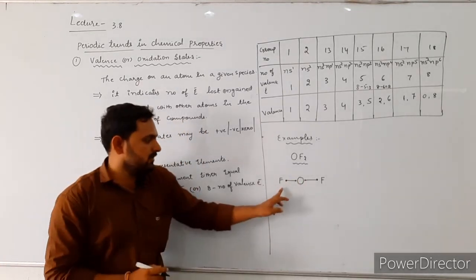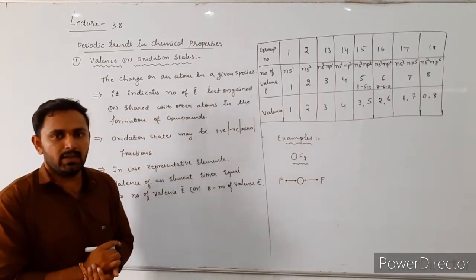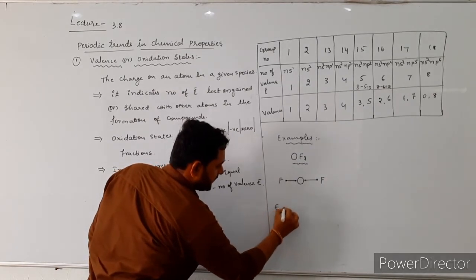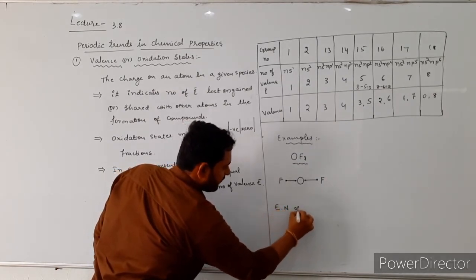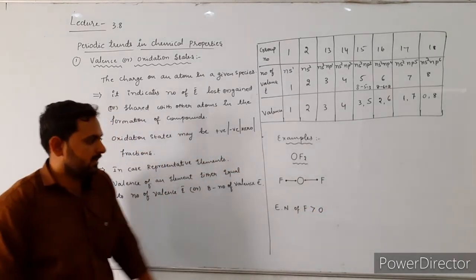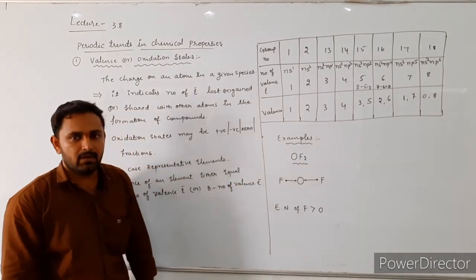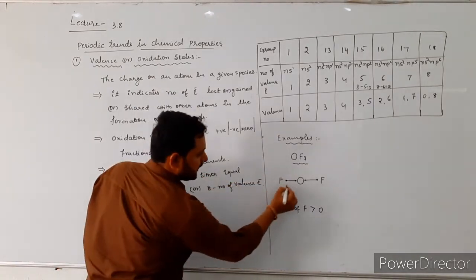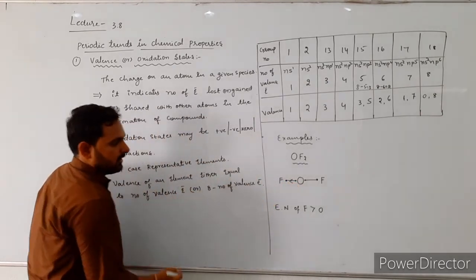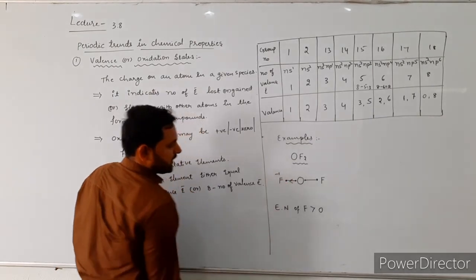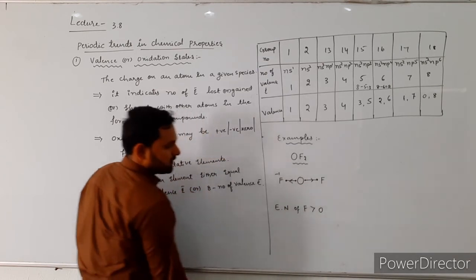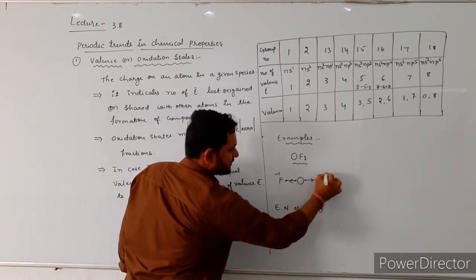Now between oxygen and fluorine, which has more electronegativity? Fluorine is more electronegative, right? The electronegativity of fluorine is greater than oxygen. That's why the fluorine atom attracts the shared pair electrons towards itself and it gets -1 charge. In this case also fluorine attracts the shared pair electron towards itself and it gets -1 charge.